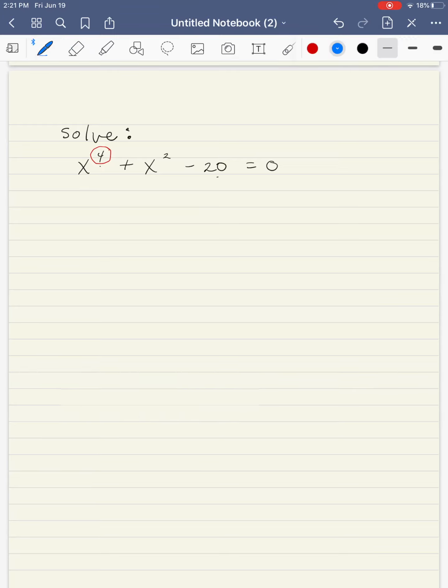And I'm going to do this with a different letter because I don't want to confuse it with the same letter. So let's say that we have u squared plus u minus 20, and I want you to go ahead and solve this equation. Pause the video, solve this equation for u, and then start the video back up.